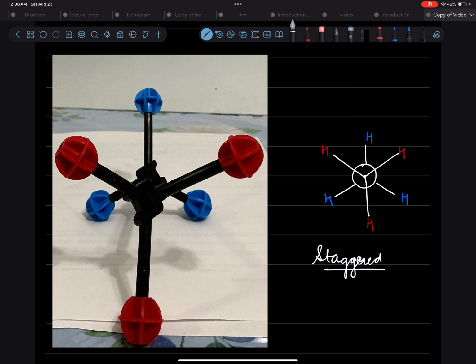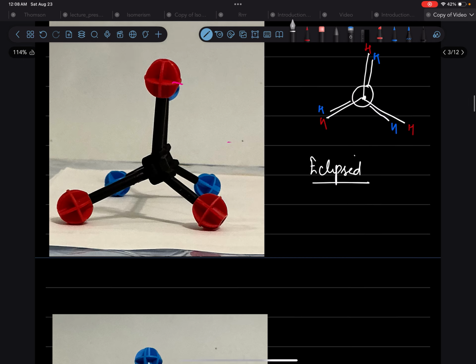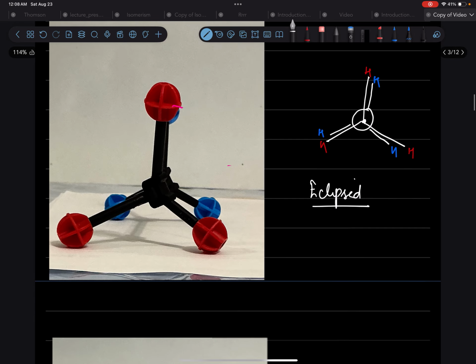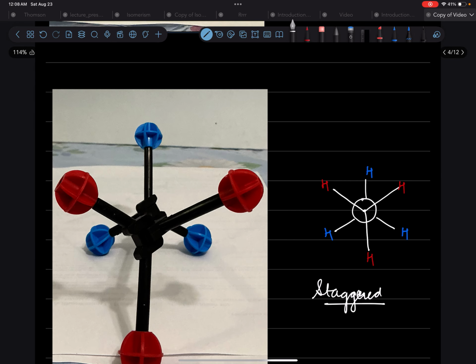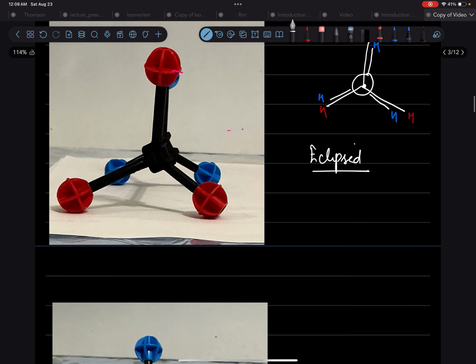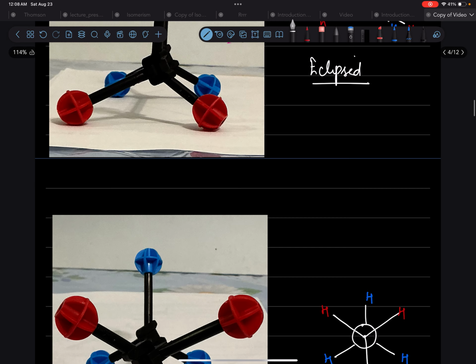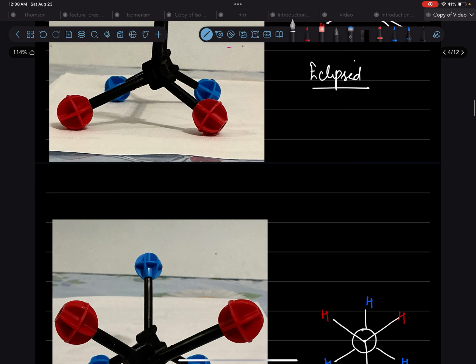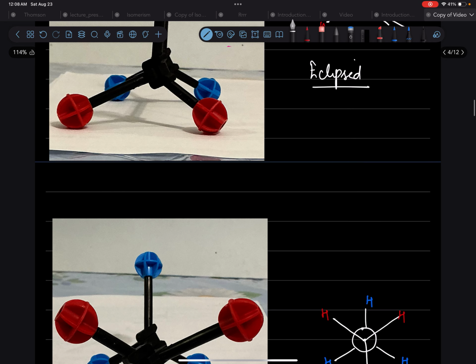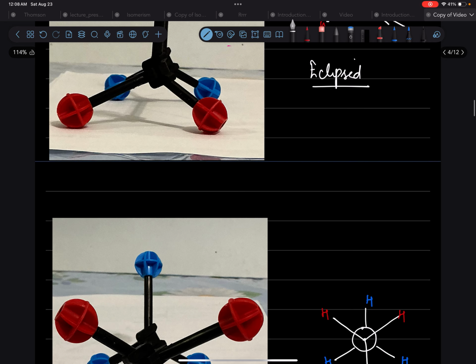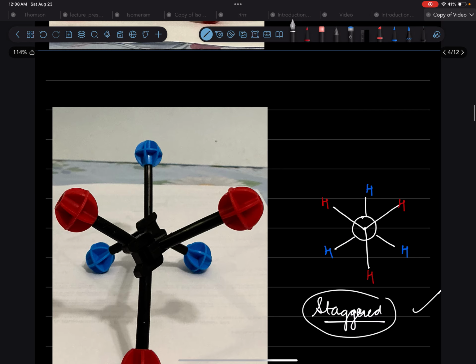Of the eclipsed as well as the staggered conformation, staggered is more stable, and in a sample of ethane gas, almost 99% of the molecules adopt this conformation. That is, they exist in this conformation as compared to that one. And it's not like they are fixed or something. The carbon-carbon bond is free to rotate at room temperature. So they're continuously changing their conformations. But at any given time, most of the molecules are in the staggered conformation. What's the reason behind this?